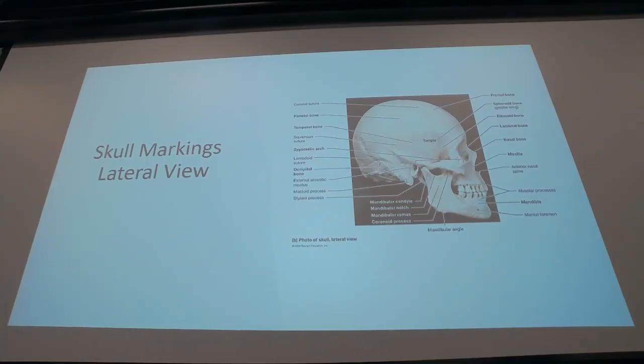So we have major sutures. One of them will be the squamous. This actual part of the temporal is called the squama. So a squamous suture connects temporal bone to parietal bone.